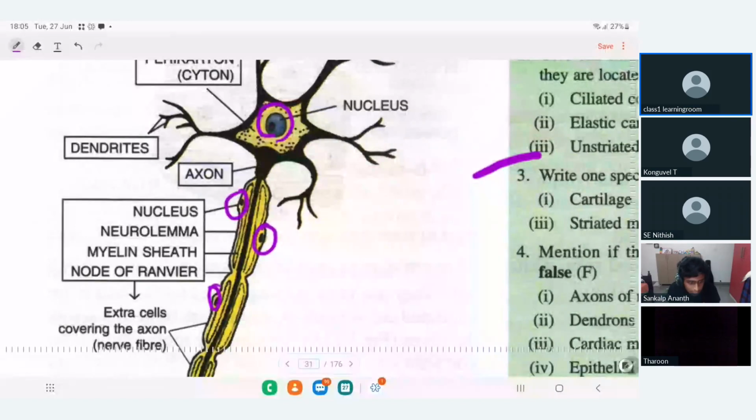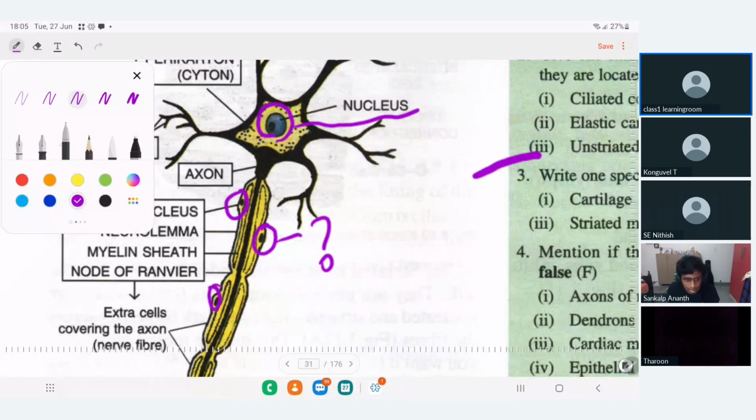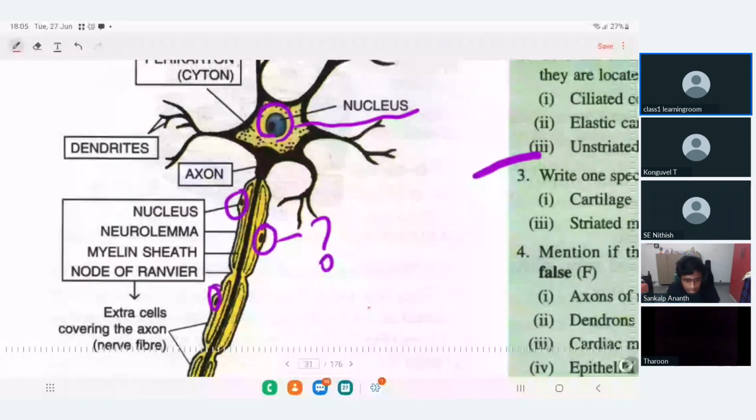This is the nucleus of the neuron. What is this? Listen to me. This one is actually a cell. On both sides there are cells. No, they are cells basically called Schwann cells.